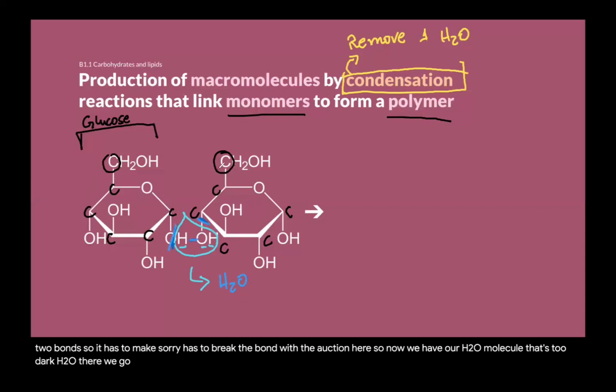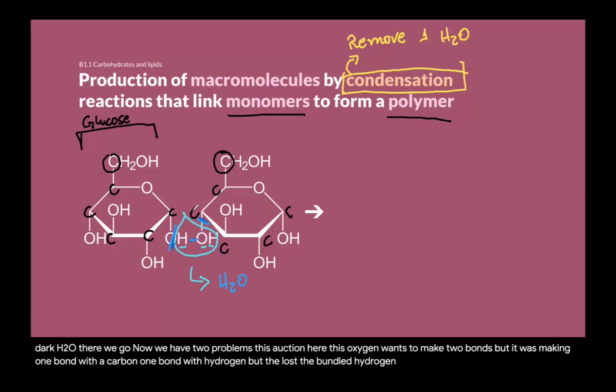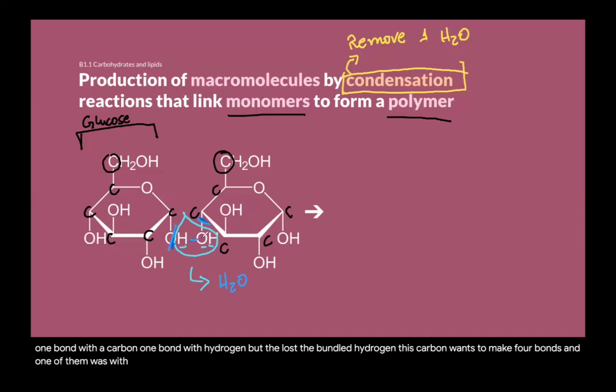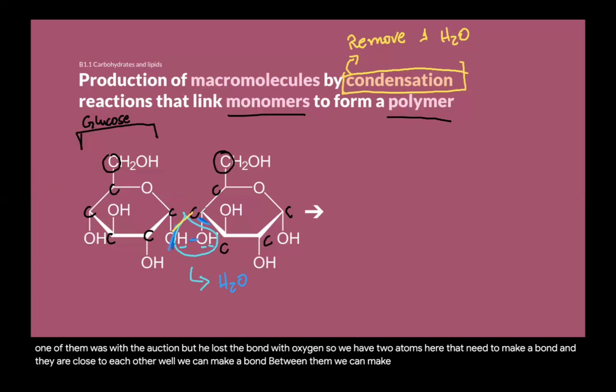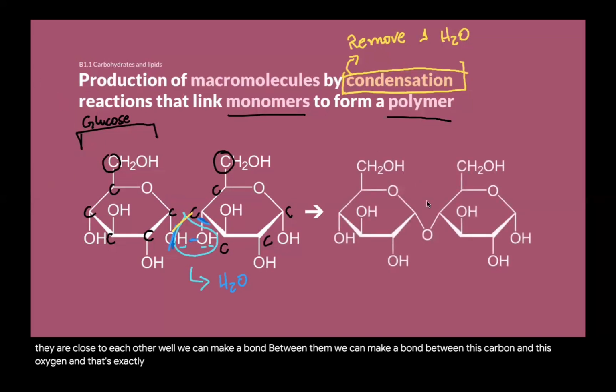Now we have two problems. This oxygen here wants to make two bonds, but it was making one bond with a carbon, one bond with hydrogen, but it lost the bond with hydrogen. This carbon wants to make four bonds, and one of them was with the oxygen, but it lost the bond with oxygen. So we have two atoms here that need to make a bond, and they're close to each other. Well, we can make a bond between them. We can make a bond between this carbon and this oxygen, and that's exactly what happens.